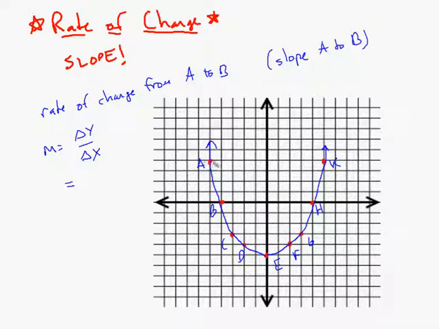Okay, what's the y coordinate? 4 minus 0 over negative 5 minus negative 4. So 4 over negative 1. So the rate of change is negative 4. It's just slope.